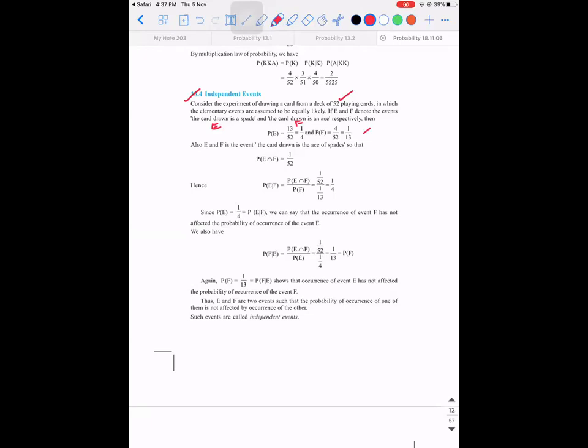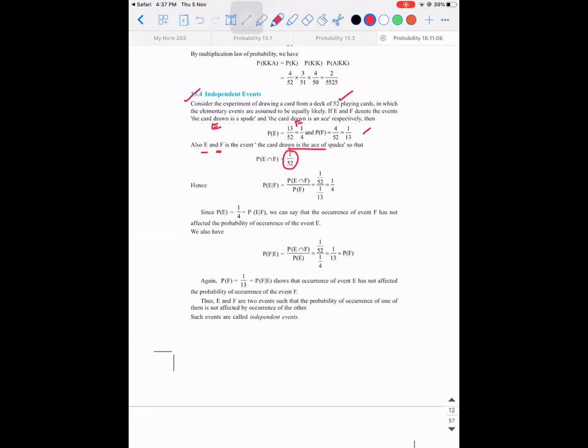I hope this is clear. So E and F is the event: the card drawn is the ace of spades. So you have taken an ace with a spade shape on it, right? So what is the probability of getting an ace with a spade on it? How many such cards will be there? 1 by 52.